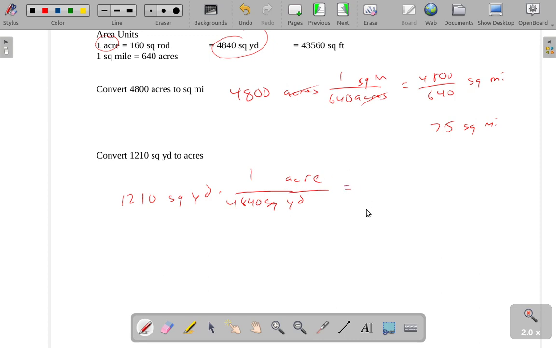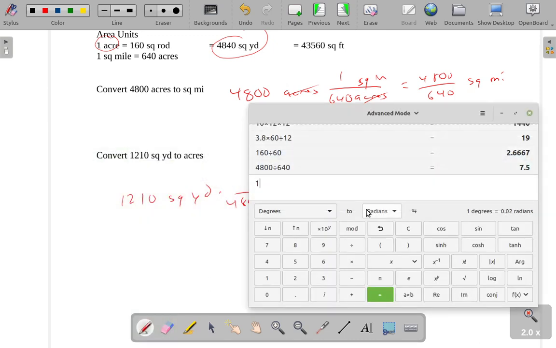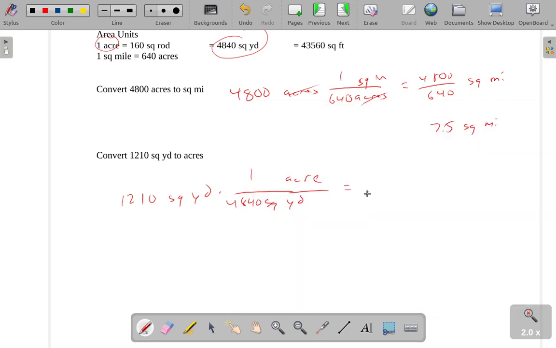And so we can do 1210 divided by 4,840 gives us 0.25 acres. It's a quarter of an acre. Square yards cancel. We're just left with acres as a unit.